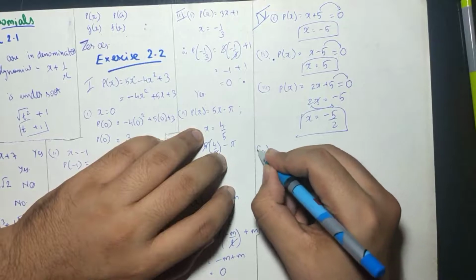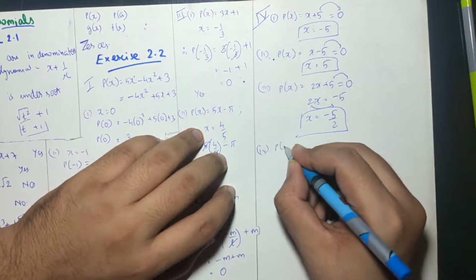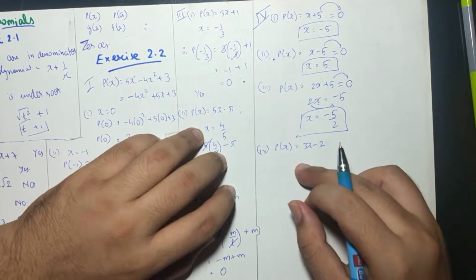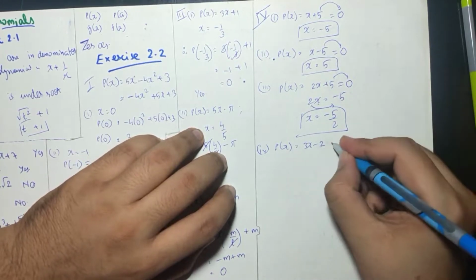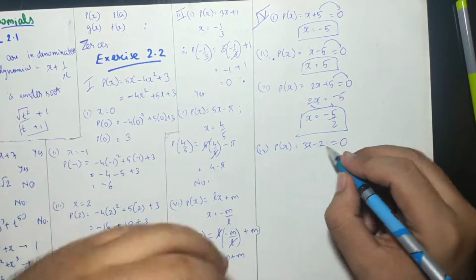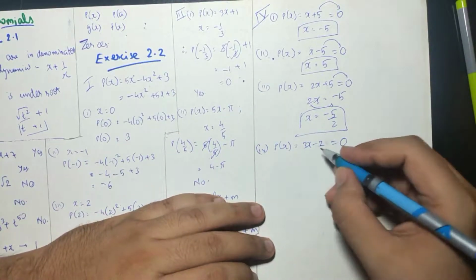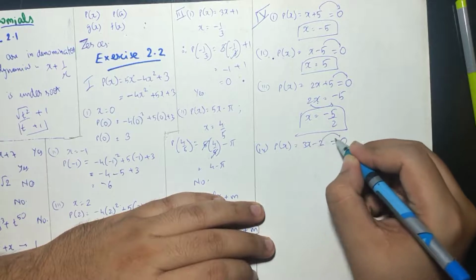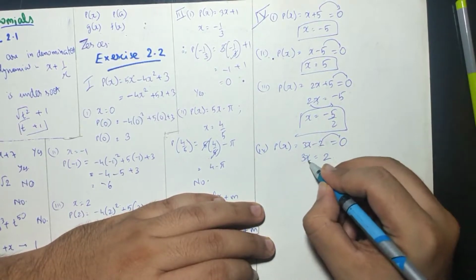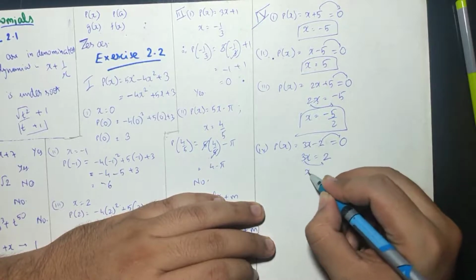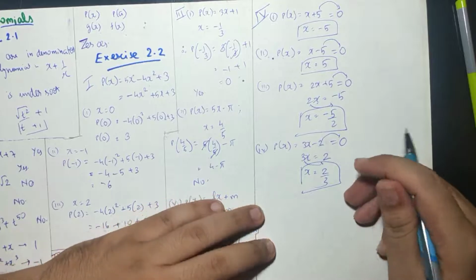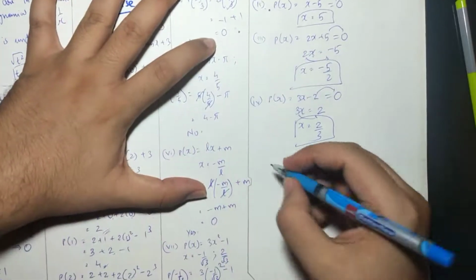Fourth one. P of x is given 3x minus 2. I hope you will be able to do this by yourself. चलो वो भी कर लेते हैं. मैं सारे सम्स कर देता हूँ. It's okay. 3x minus 2 equating to 0. This 2 will go on that side. So 3x will be equal to plus 2. Now this 3 is getting multiplied, so 3 will go on that side. So x will be equal to 2 by 3.